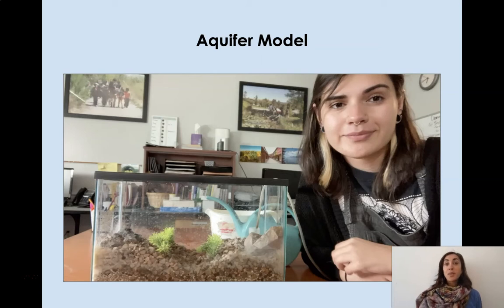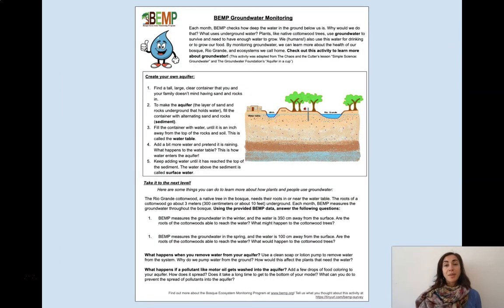So before we start talking about the BEMP data, I want to remind everybody that there is an activity related to groundwater that you can find on our website, and that it helps you build your own aquifer model to try to understand a little bit more this connection between the river and the groundwater. So if you're interested in creating your own aquifer model, I would recommend you check out this activity in particular. Otherwise, with the video, we can move on to look at our BEMP data.